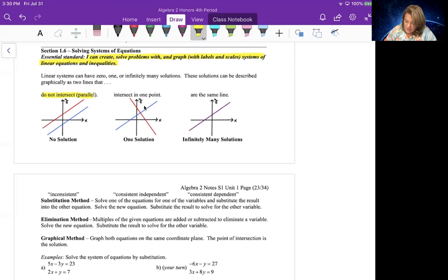But if I have two lines and they intersect at one location, which is probably what we would assume is most common, I have one location, an x and a y value that satisfies both equations. I can use that same point for both equations and maintain my equality, okay?